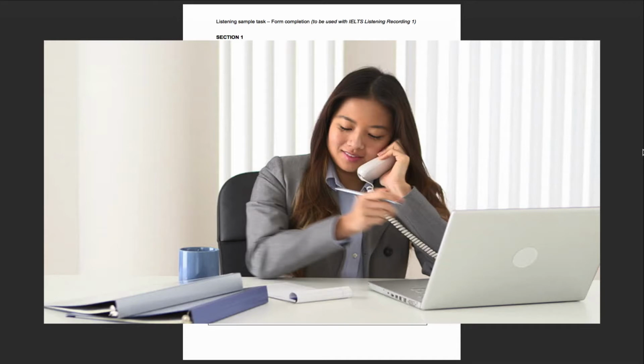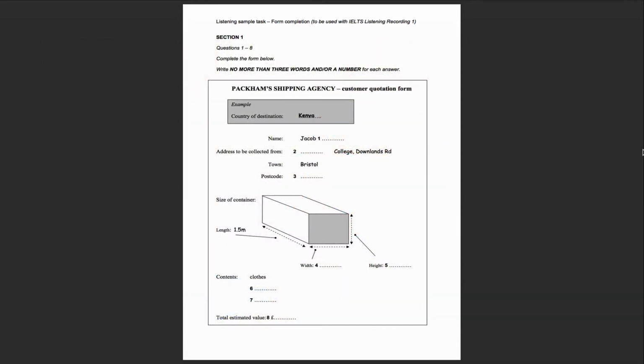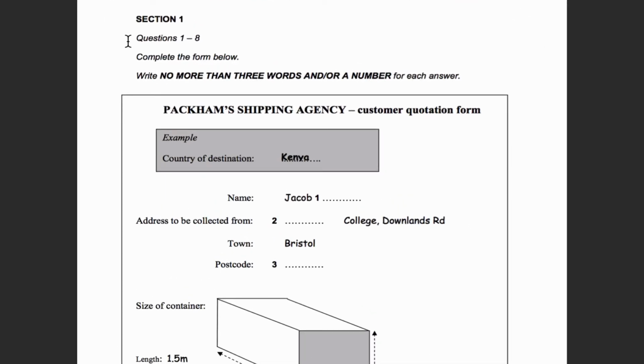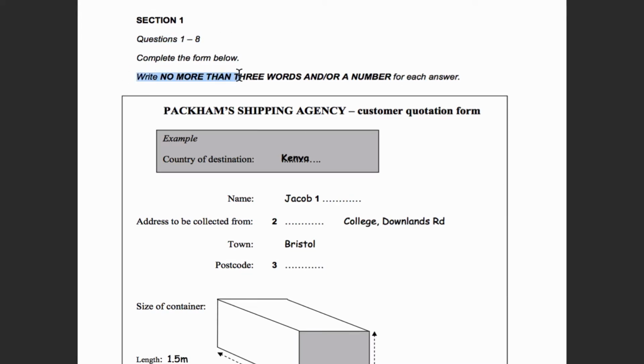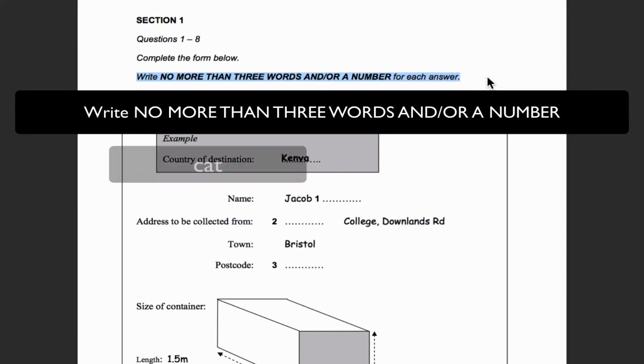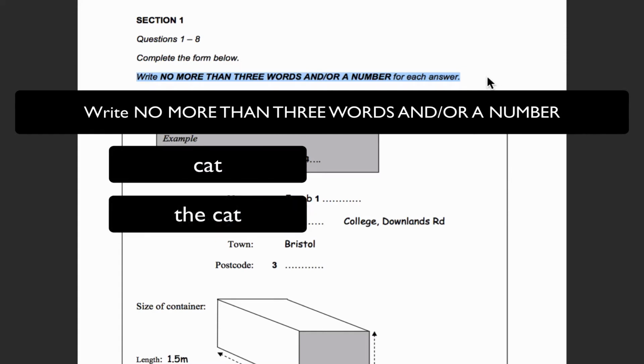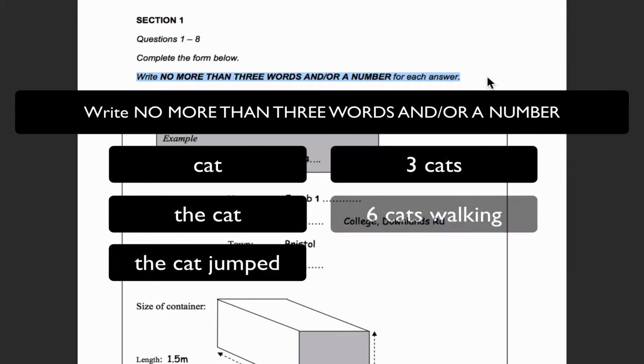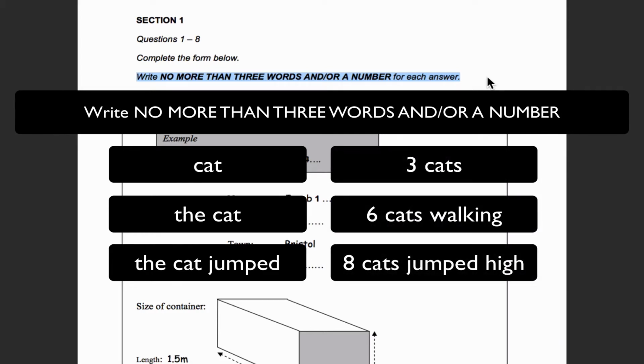But let's have a look at a real example together from the official IELTS sample papers. Here we go. For every IELTS task, in listening, but also in reading and writing, make sure to read your instructions carefully. So in this case, we have questions from 1 to 8, and the instructions write no more than 3 words and or a number. So this means we can have 1 word, or 2, or 3 words, and in each case you can also have a number, and this is the possible answer for each space in our listening below.